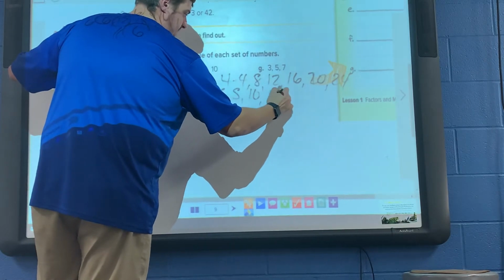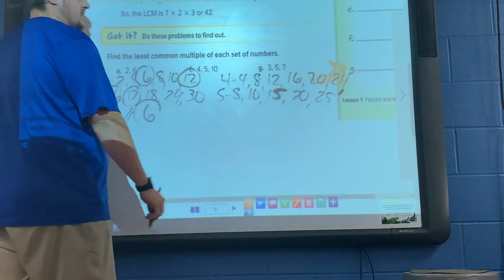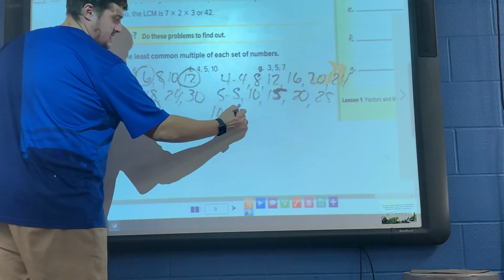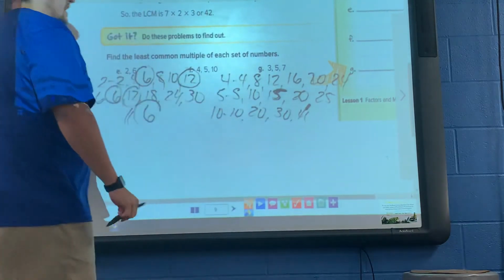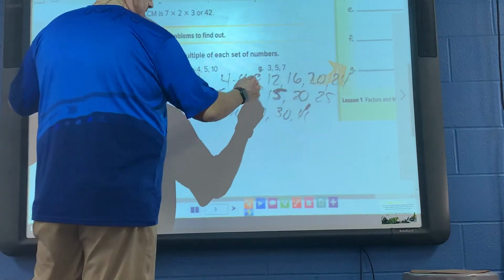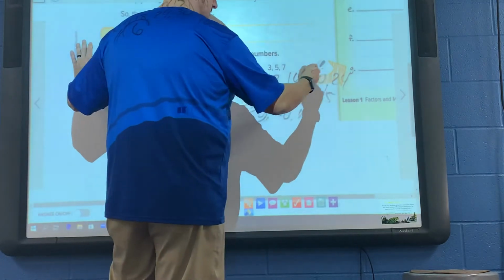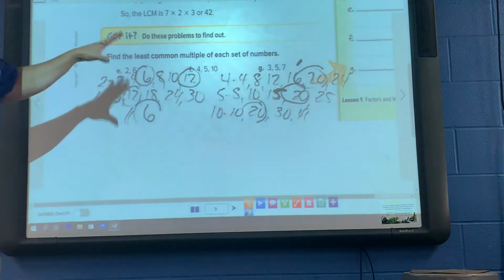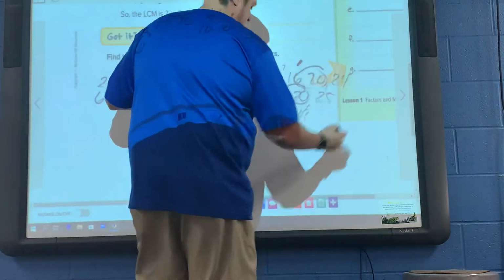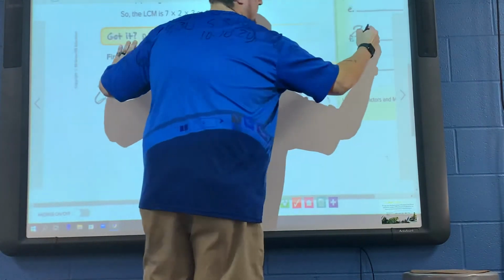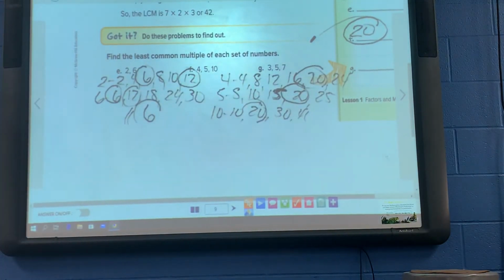20, 25, and 10. So 10, 20, 30, 40. Okay, so we have 10 in common here, but not on that first one. We have 20 in common. So they share 20, all 3 of them, and it looks like it's the very least one, so 20 is our least common multiple, LCM. All right?